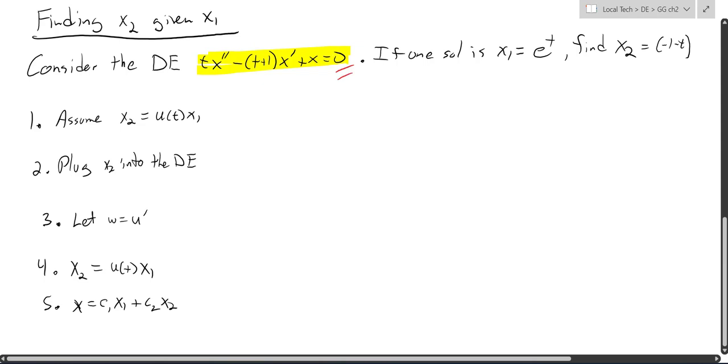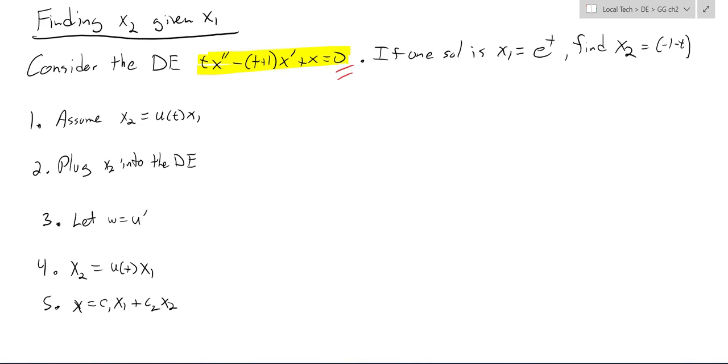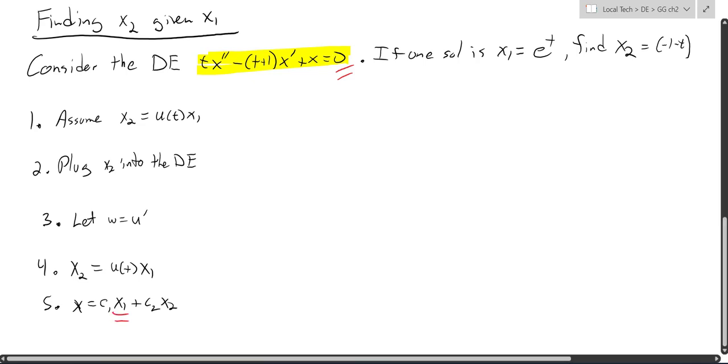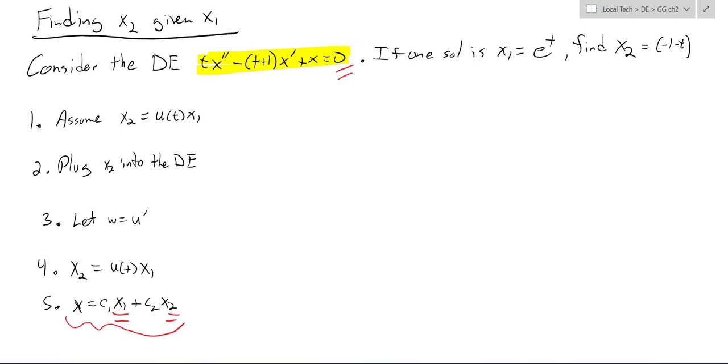That means that the solutions to this differential equation form a two-dimensional vector space. So my goal is to find two linearly independent solutions, x1 and x2, and then I can write my general solution as shown in step 5 here as a linear combination of my basis vectors for this solution space.